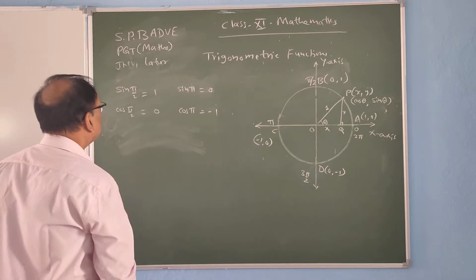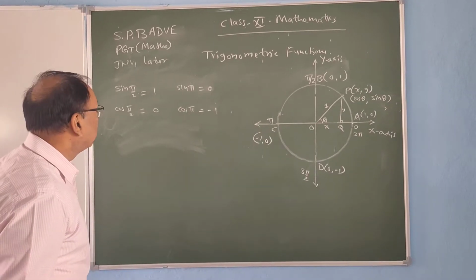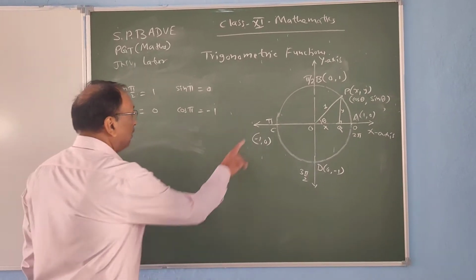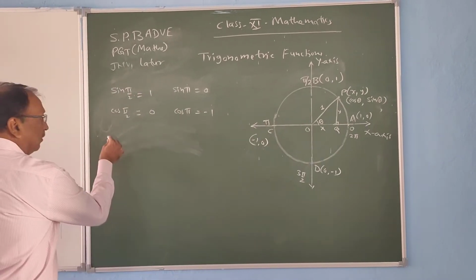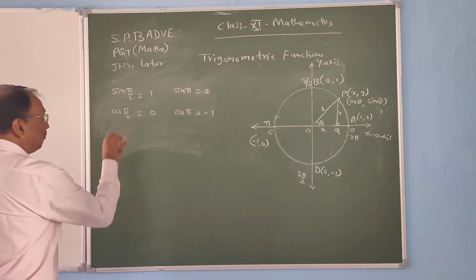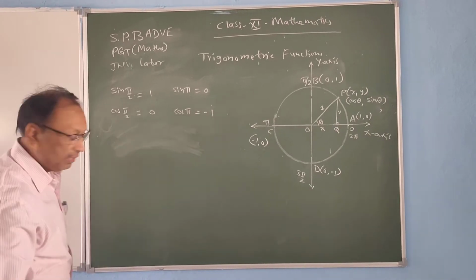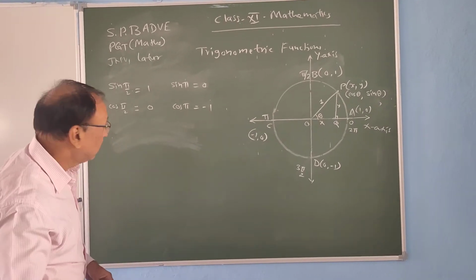Now in the third quadrant, what happened? In the third quadrant, the angle is from pi to 3 pi by 2. Okay. Now you see sin pi.